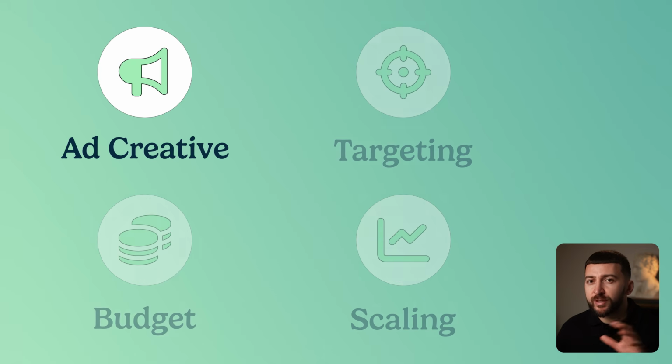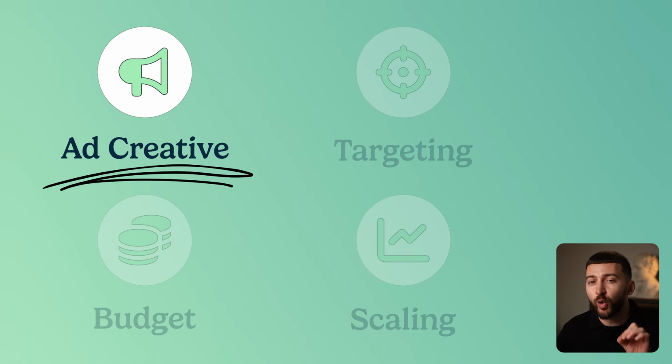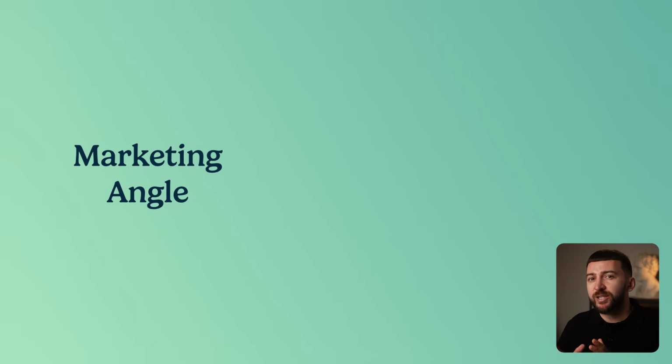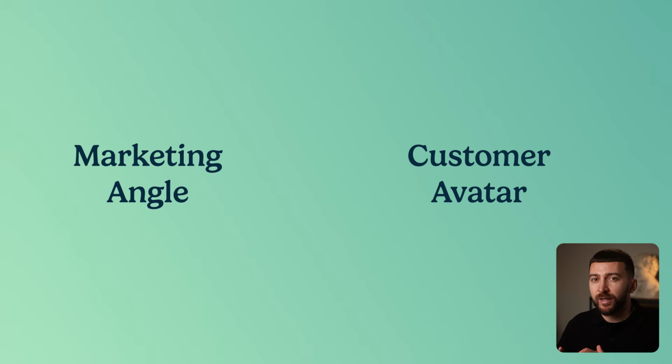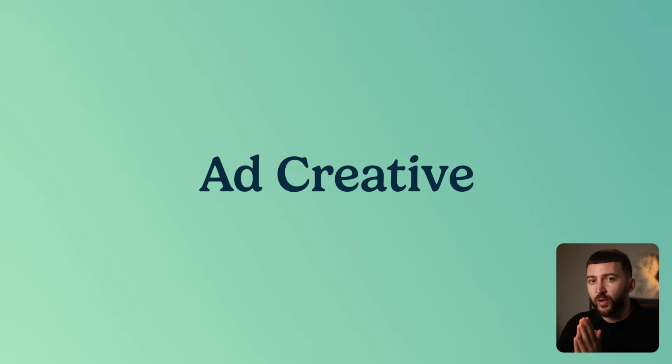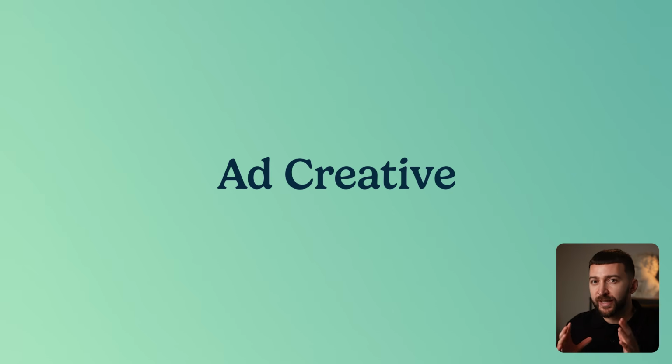Now, let's start from the beginning. The most important thing for your meta ad structure is your ad creative, the videos and the images that you're going to use to actually market your product. Now, we have 2 things that create your ad creative. You have the marketing angle and you have the customer avatar. When you combine these, you create your ad creative. So let me go over what these actually mean.